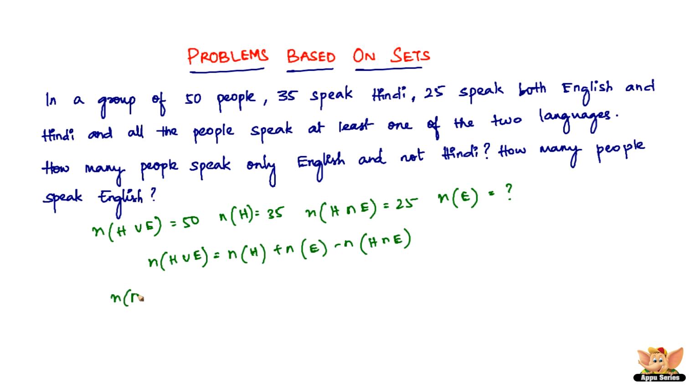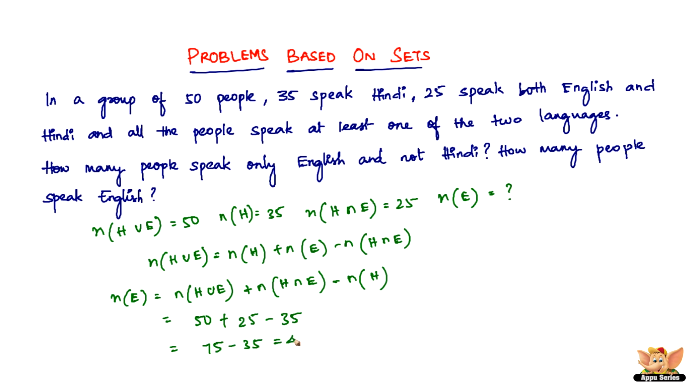So N of E will be equal to N of H union E plus N of H intersection E minus N of H. If you just manipulate this equation, you get that. N of H union E is 50, plus N of H intersection E is 25, minus N of H, the number of Hindi speakers, which is 35. So 50 plus 25 is 75, and 75 minus 35 equals 40. So the number of people that speak English is 40. So that's done. We are done with one part of the problem.